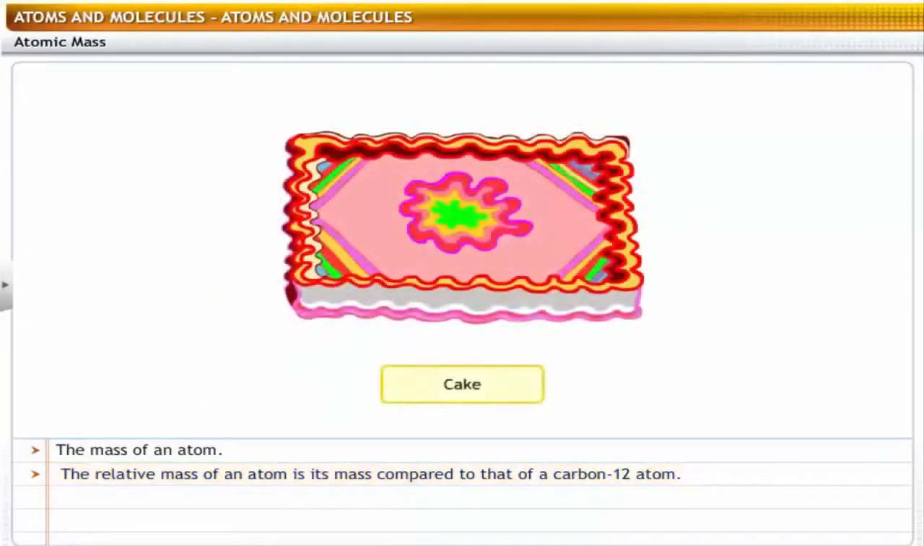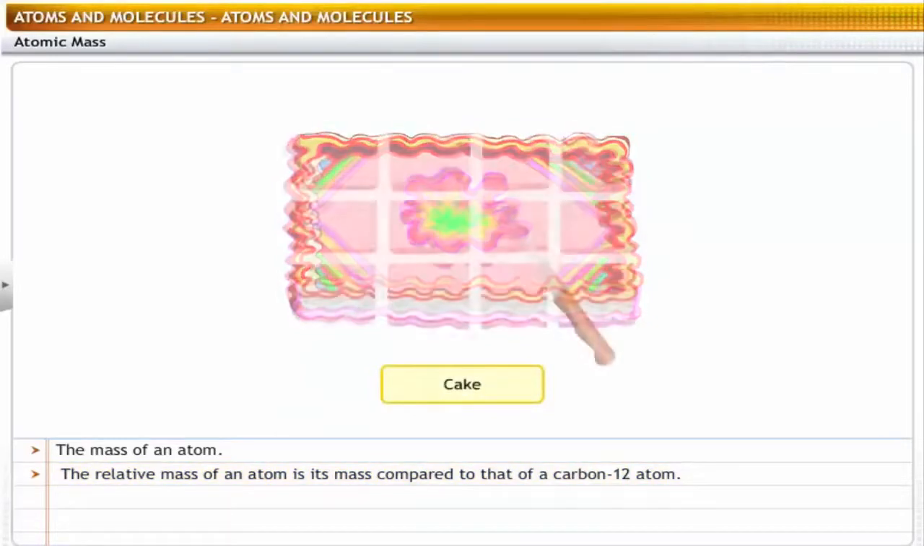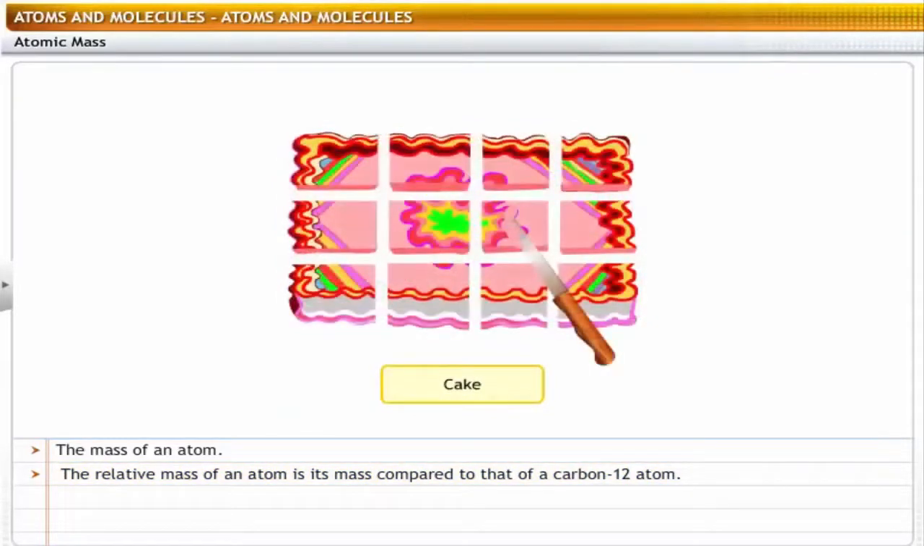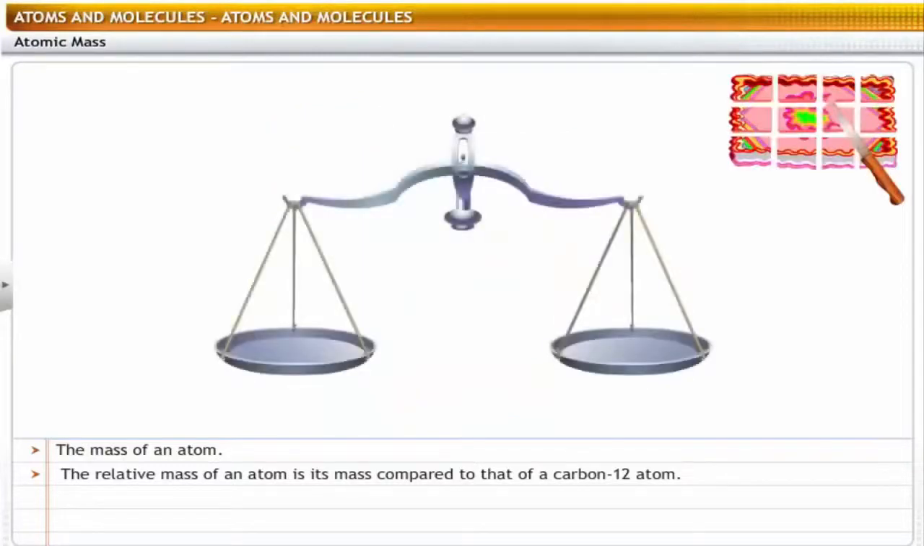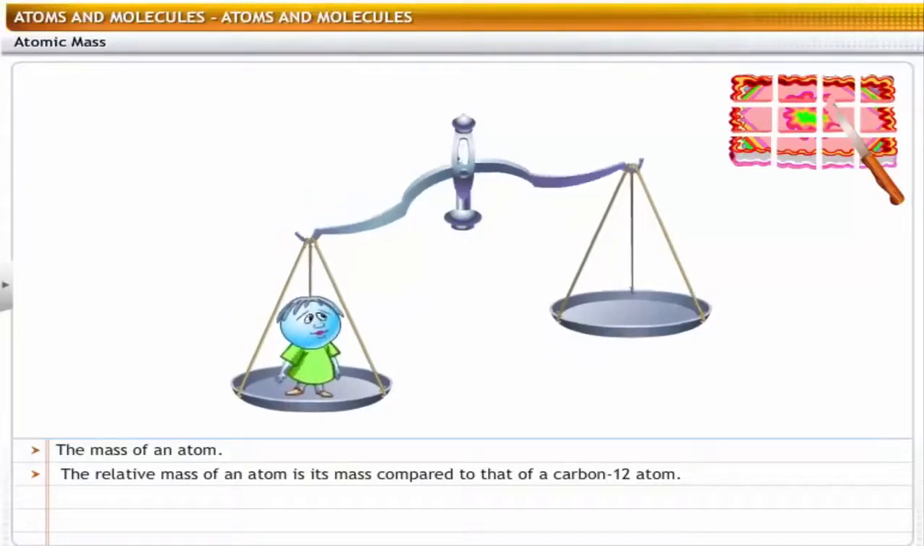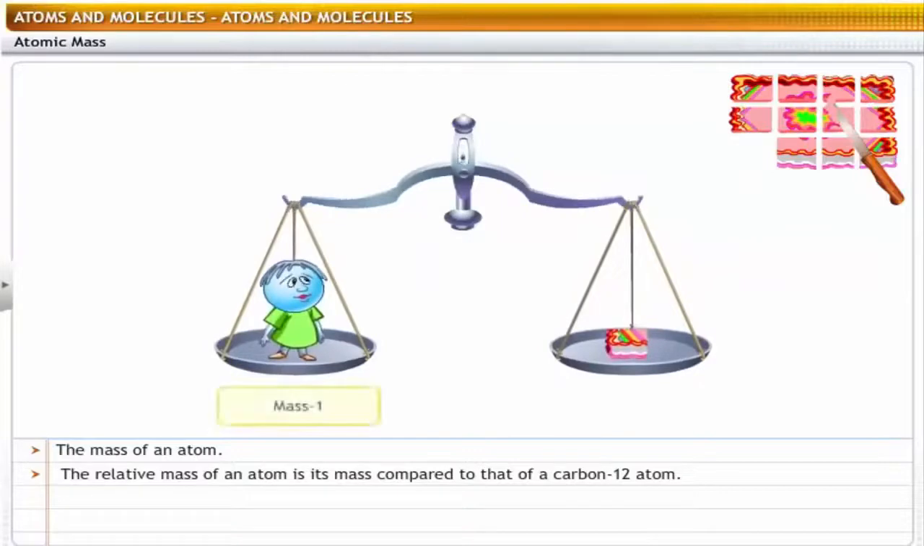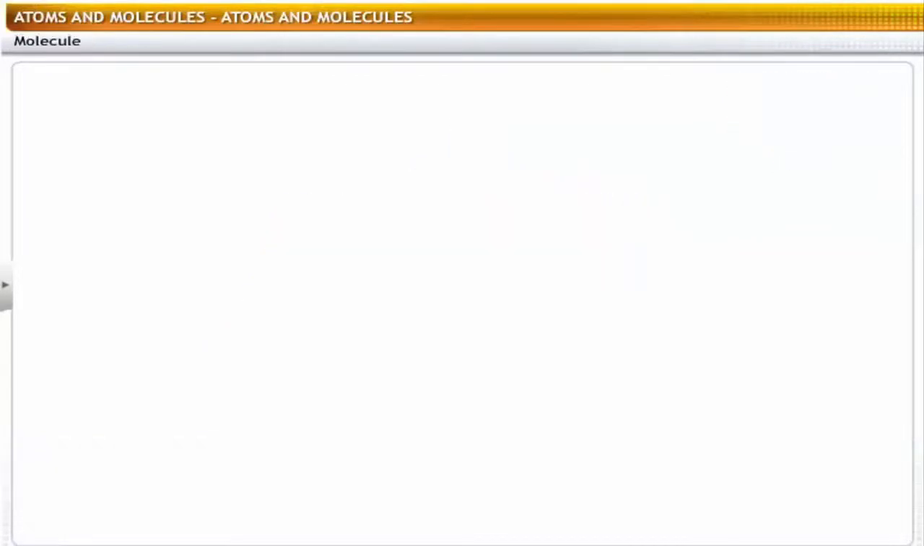For example, in a bakery, if a cake is cut into 12 equal pieces, he is able to find the mass of each confectionery item relative to the mass of a single piece of cake. Now, he sells the confectionery by relative confectionery mass unit. Similarly, the relative atomic mass of the atom of an element is defined as the average mass of the atom as compared to 1/12 the mass of one C12 atom.